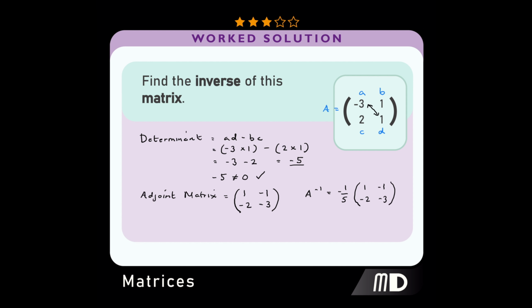And multiplying each element in the matrix by minus 1/5 gives us an inverse 2x2 matrix with the values minus 1/5 and 1/5 on the first row and 2/5 and 3/5 on the second row, which is the inverse matrix for the matrix given to us in the question.